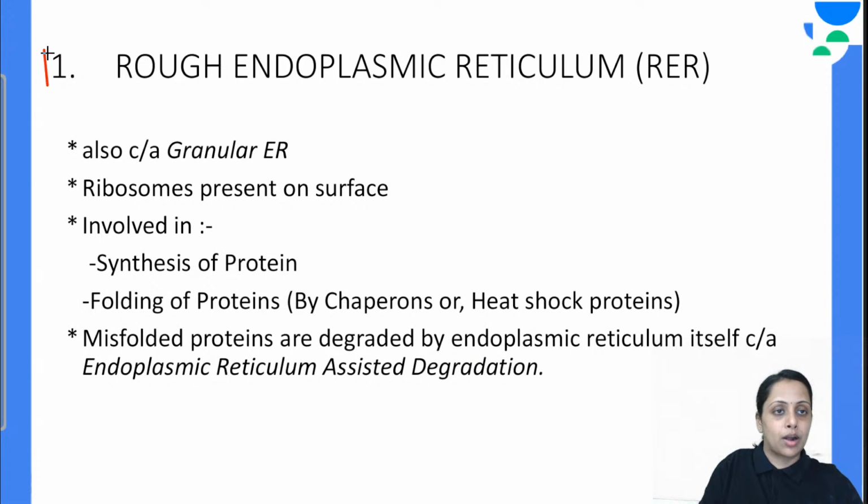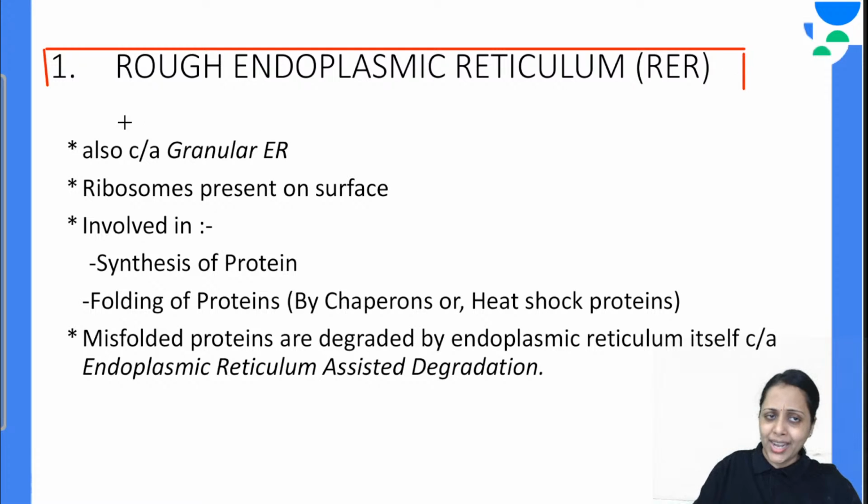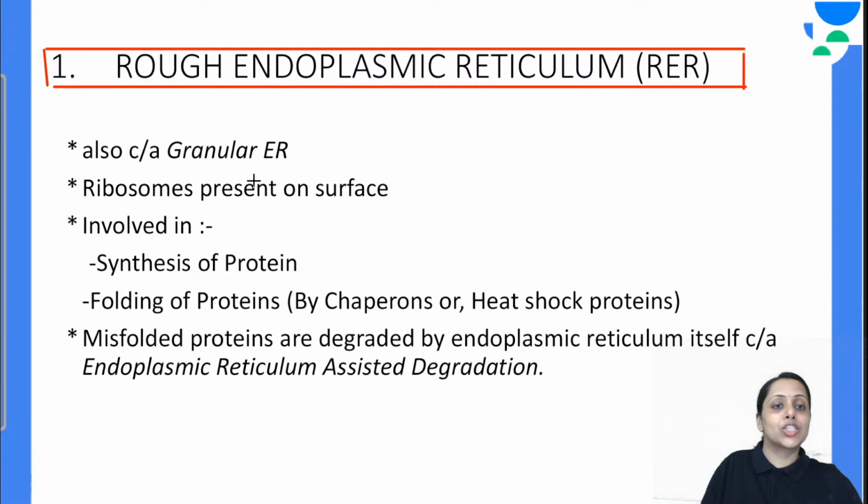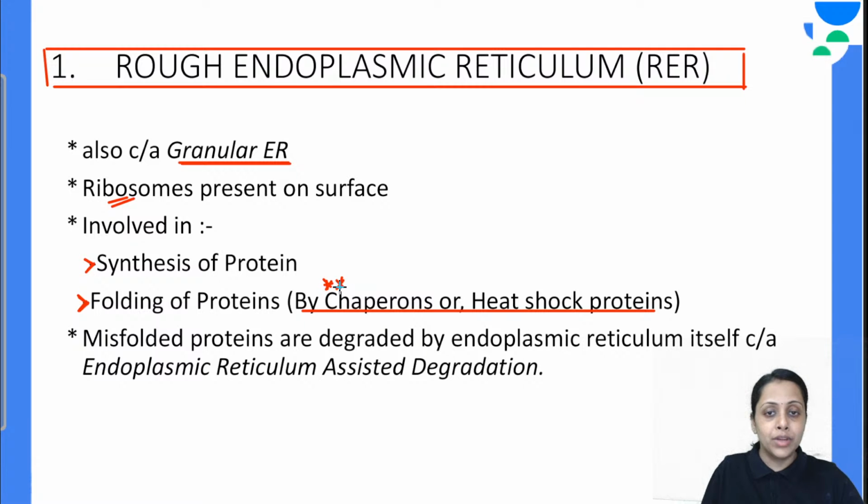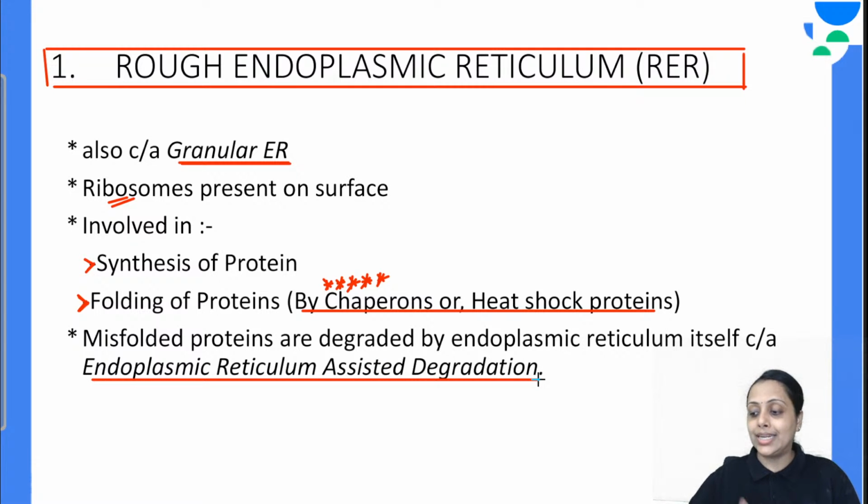So first coming to the rough endoplasmic reticulum. Why is it known as rough endoplasmic reticulum? Because of the presence of ribosomes, the surface is rough, and that's why they are also known as granular endoplasmic reticulum. They are basically involved in synthesis of protein, and they are also involved in folding of protein. So this point is important. This folding of protein occurs with the help of heat shock proteins, which are also known as chaperones. Okay, first function is synthesis, second is the folding of protein, and the misfolded protein is also degraded in the rough endoplasmic reticulum, and that phenomenon is known as endoplasmic reticulum assisted degradation.